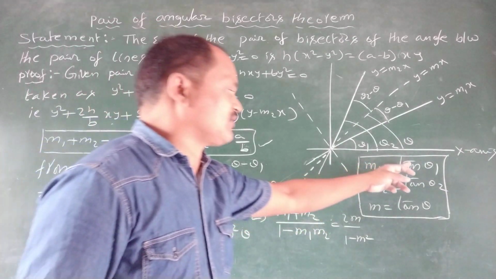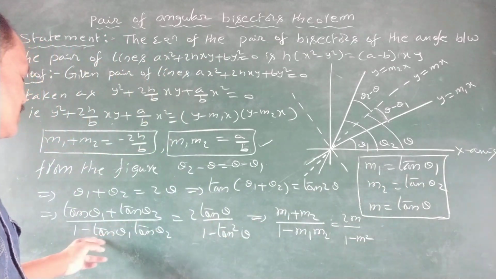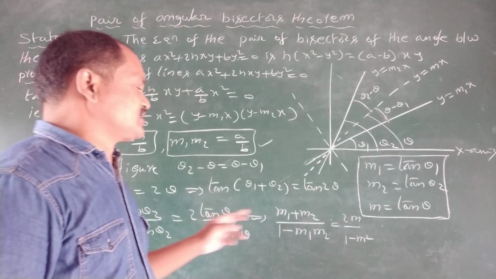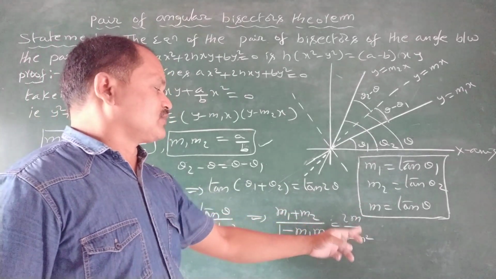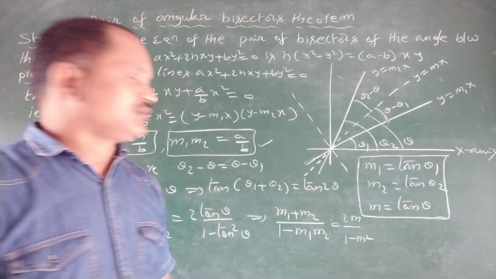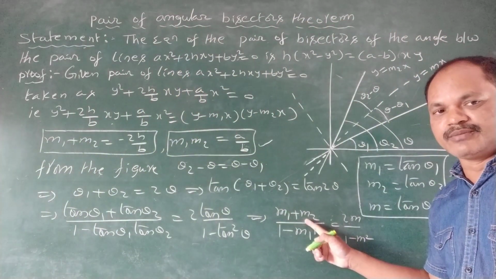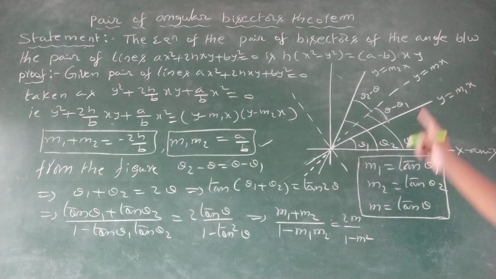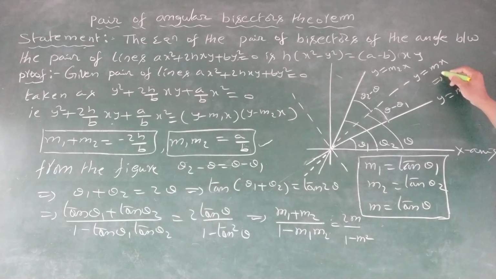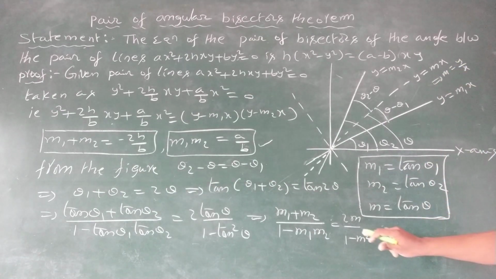What is tan theta 1? m1. What is tan theta 2? m2. Same here, the denominator is 1 minus m1 m2. What is tan theta? That is m. So 2m by 1 minus m square. Now we have to simplify this. That means we have to substitute here m1 plus m2, which is minus 2h by b, and m1 m2, which is a by b. And m is equal to y by x. In place of m we have to substitute y by x. Okay.